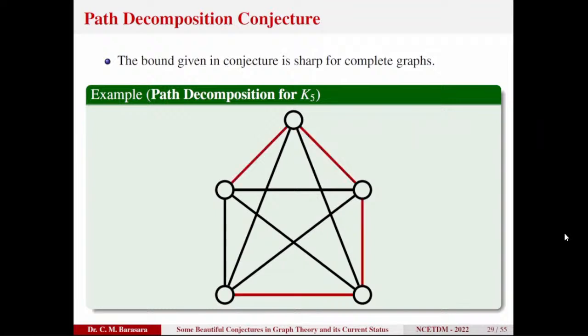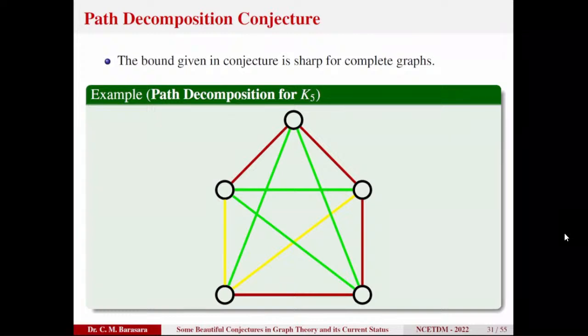Let me show you. This is the first one. This is the second path I have considered. And still there are 2 edges left, so I have covered them using the third. And it is not possible to decompose the K5 into less than (n+1)/2, that is 3 parts.